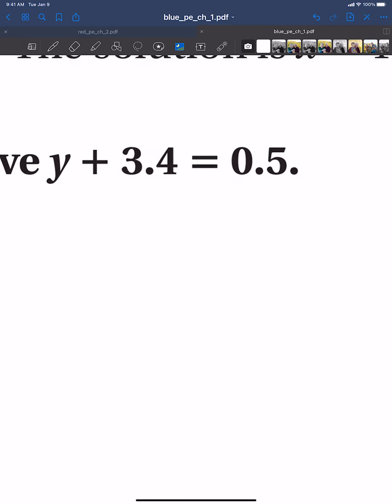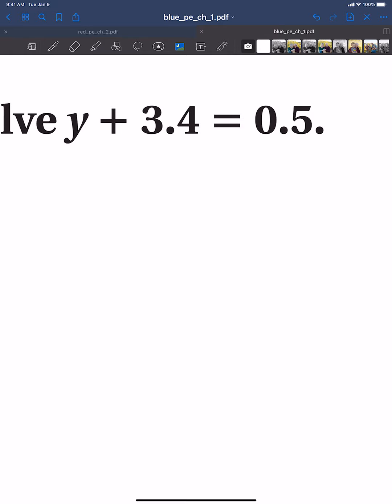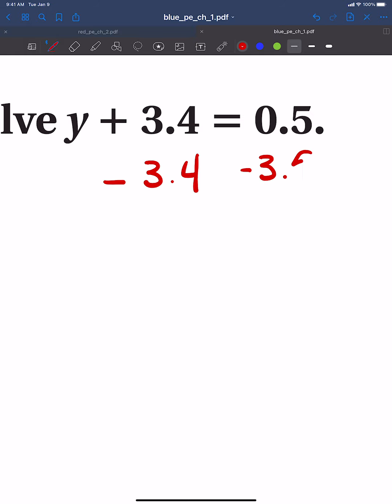Let's do this one. y plus 3.4 equals 0.5. My job is to get the variable all by itself. And to do that, we do the opposite of what's happening to it. So y is being added by 3.4. So the opposite of that would be to subtract 3.4. Now if I do it to one side of the equation, I have to do it to the other.